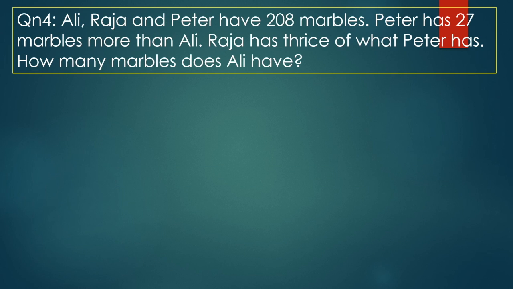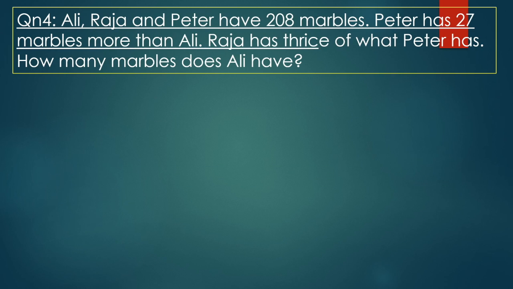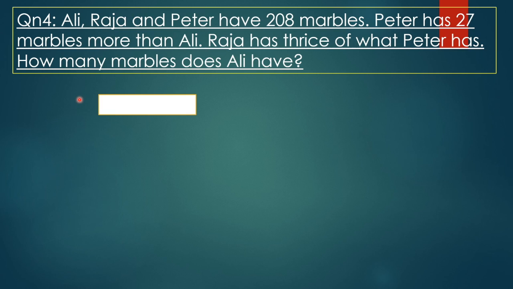Next question, question 4. Ali, Raja and Peter have 208 marbles. Peter has 27 marbles more than Ali. Raja has thrice or 3 times of what Peter has. How many marbles does Ali have? So let's draw rectangles for Peter, Ali, and Raja. So let's draw it for Peter first.